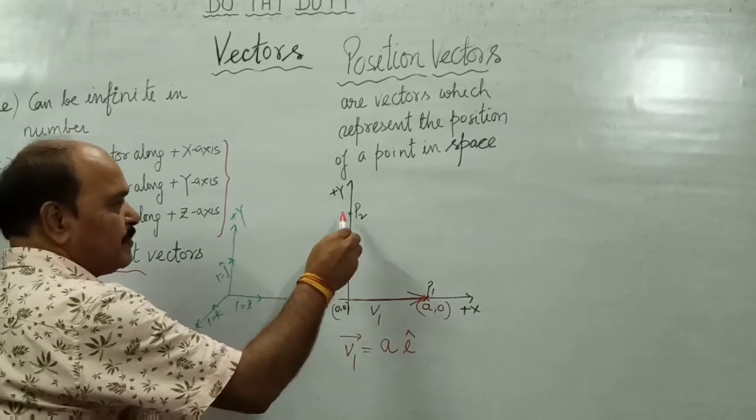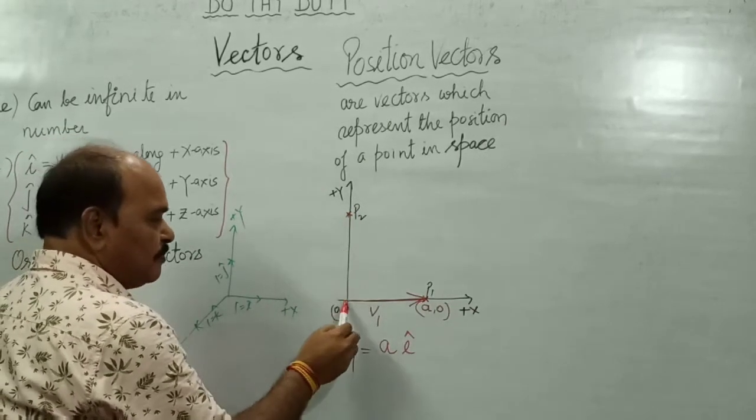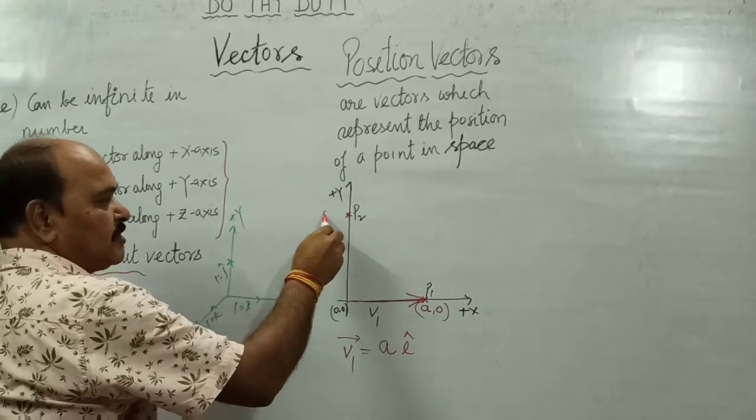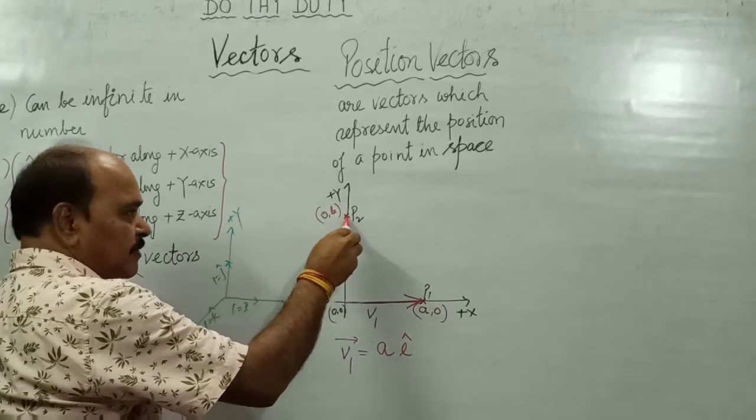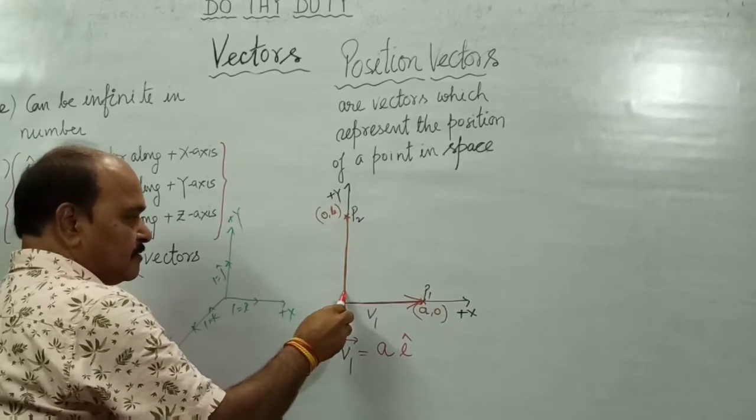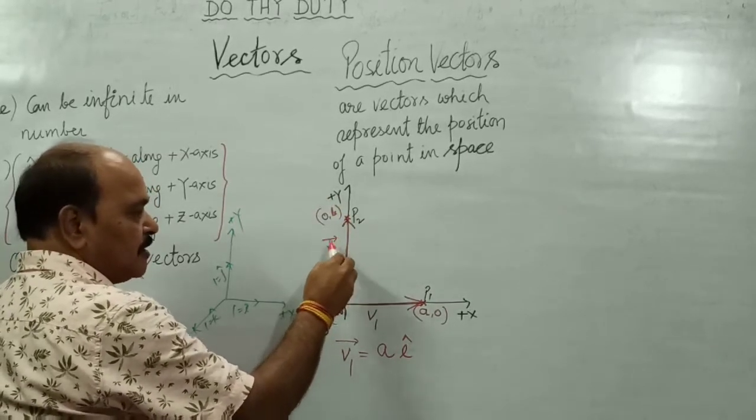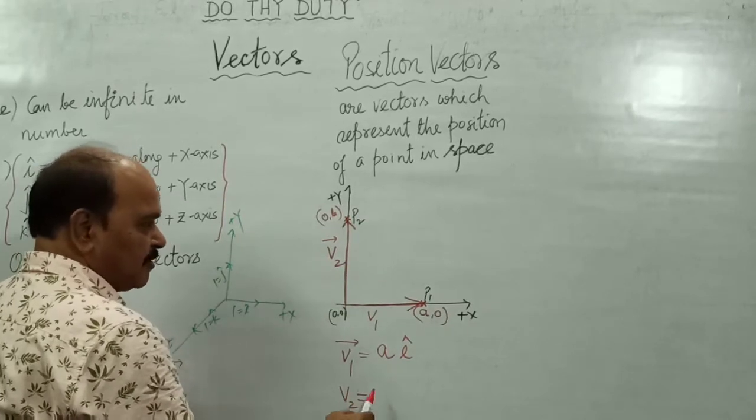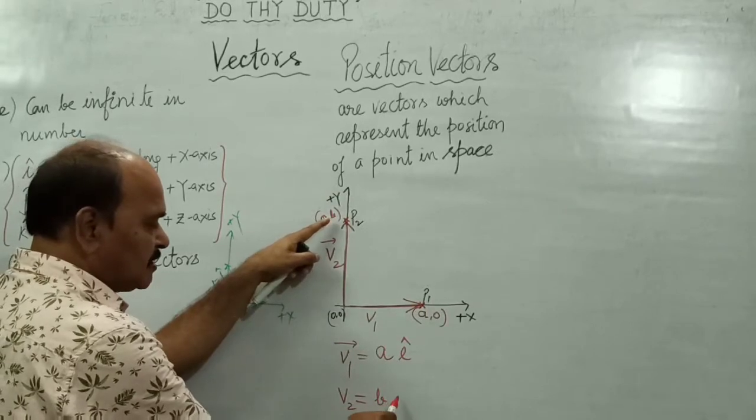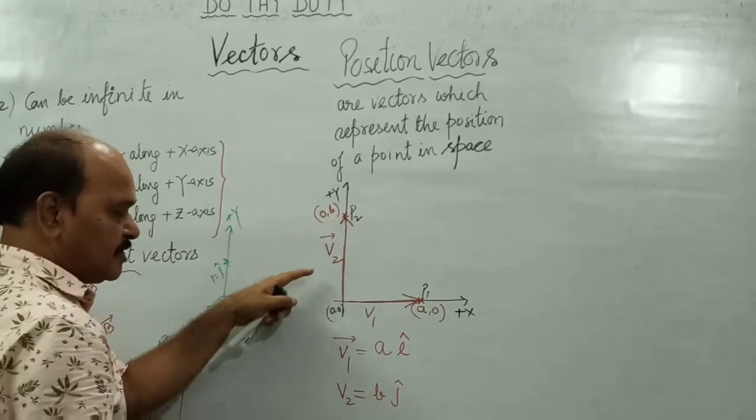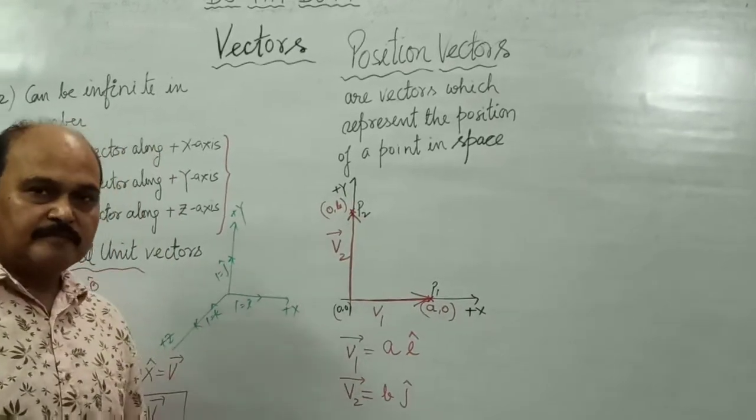Likewise, if you have a point P2 here along y-axis and its distance happens to be B from origin, then position coordinate of this point is going to be 0, B, and the vector made by joining this particular point is the position vector of this point. And what is this position vector? Its magnitude, the length of this line, is B, and its direction is J cap. So this is position vector of point P2 which is along y-axis.